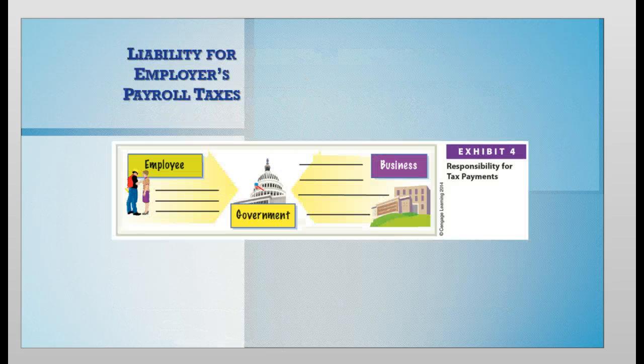So in essence, what it amounts to is the liability for employer payroll taxes. First of all, the business will have expenses, and the employer will have payables to the government. So those responsibilities lie on both sides. And that's a very short, quick overview of how to calculate payroll taxes.